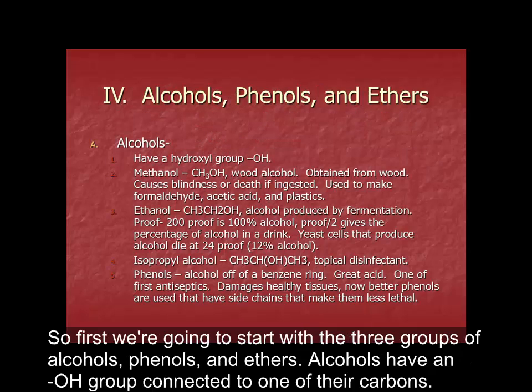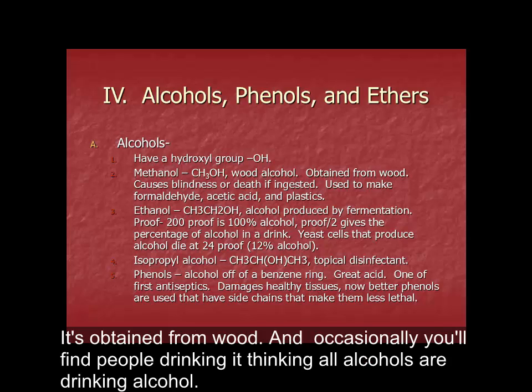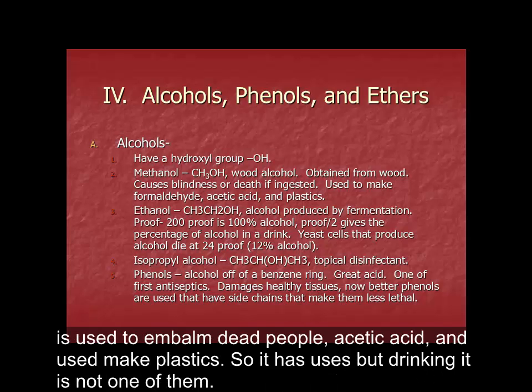First we're going to start with the three groups, alcohols, phenols, and ethers. Alcohols have an OH group connected to one of their carbons. The simplest alcohol is methanol. That's wood alcohol. It's obtained from wood, and occasionally you'll find people drinking it thinking all alcohols are drinking alcohol, and they're not. Unfortunately, methanol causes blindness, and if you have too much of it, it actually kills you. It's used to make formaldehyde, which is used to embalm dead people, acetic acid, and used to make plastics. So it has uses, but drinking it is not one of them.